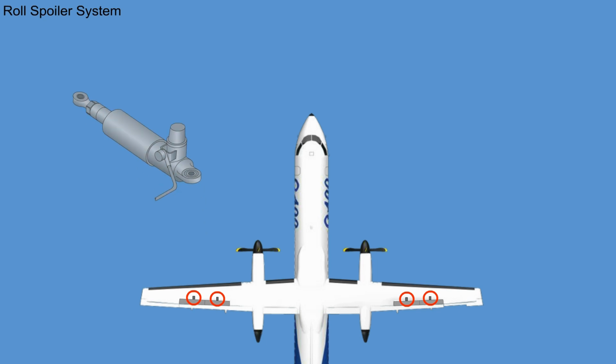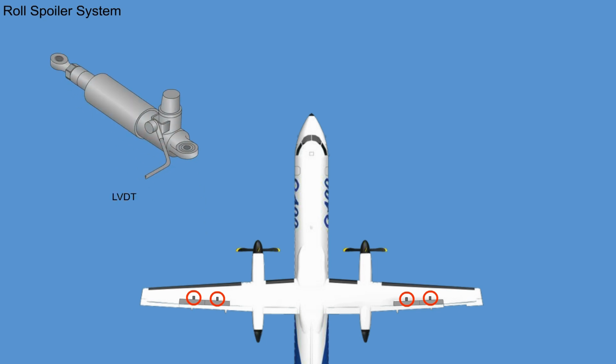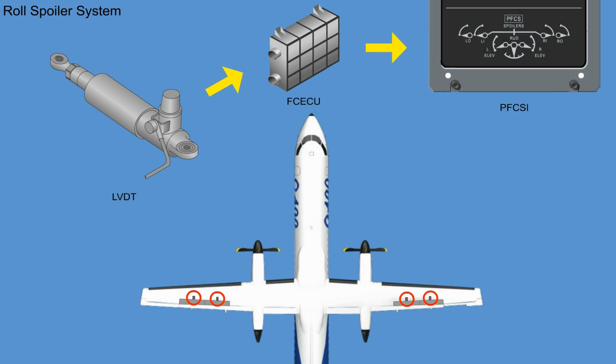The LVDT gives position indication through the FC ECU to the Powered Flight Control's Surface Indicator, PFCSI, in the flight compartment and to the Flight Data Recorder. The LVDT is attached to a bracket on the aft face of the wing rear spar and a bracket on the spoiler panel.